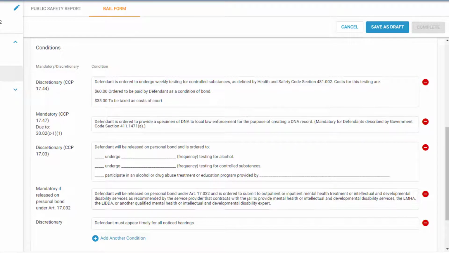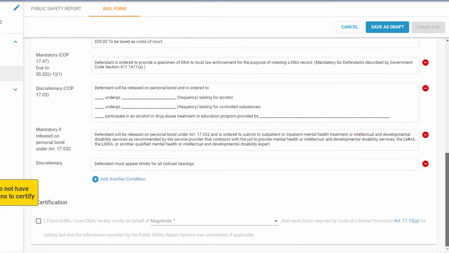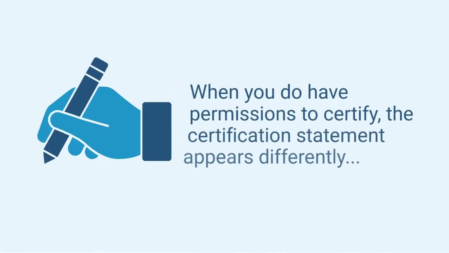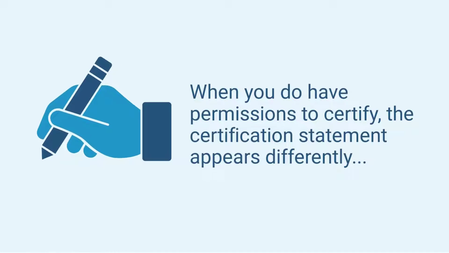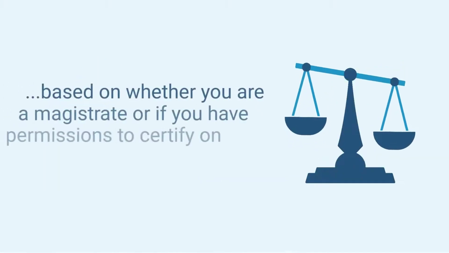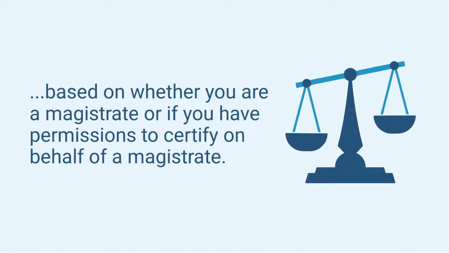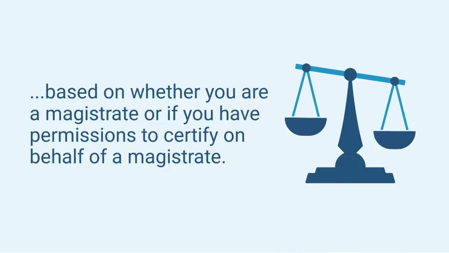Now it's time to certify the form. If you do not have permissions to certify, the certification section is grayed out. You can click the Save as Draft button, and then another user with Certify permissions can access the draft on the Bail Form tab. When you do have permissions to certify, the certification statement appears differently based on whether you are a magistrate or if you have permissions to certify on behalf of a magistrate.